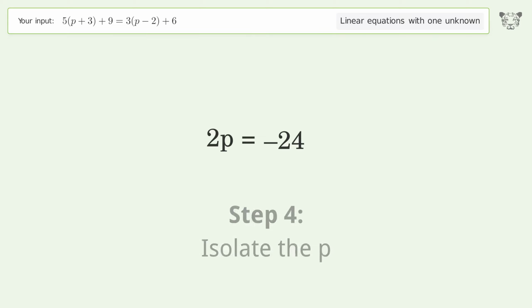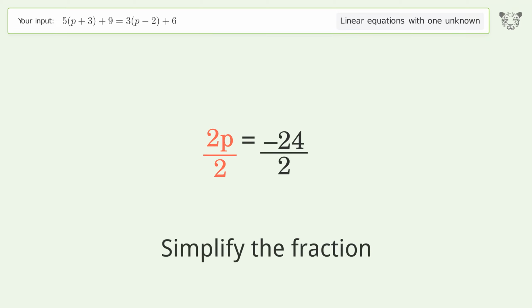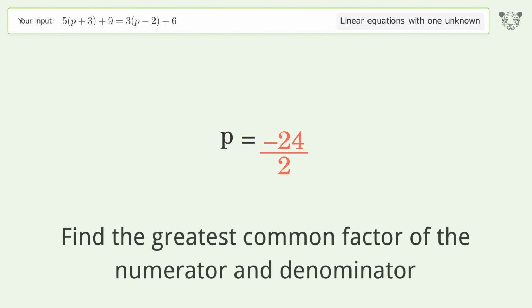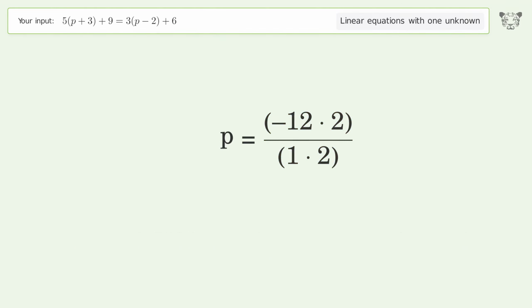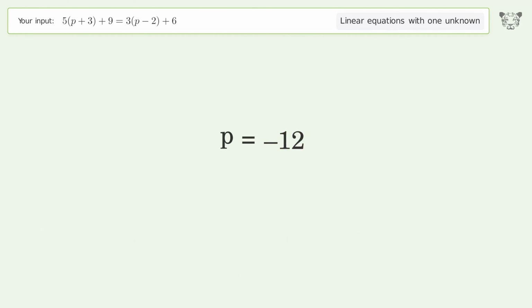Isolate the p. Divide both sides by 2. Simplify the fraction. Find the greatest common factor of the numerator and denominator. Factor out and cancel the greatest common factor. And so the final result is p equals -12.